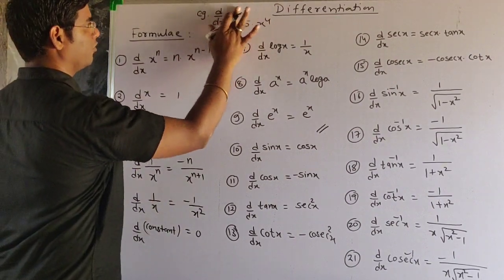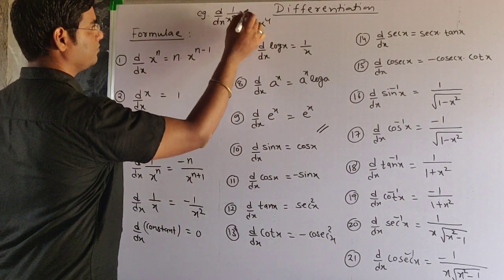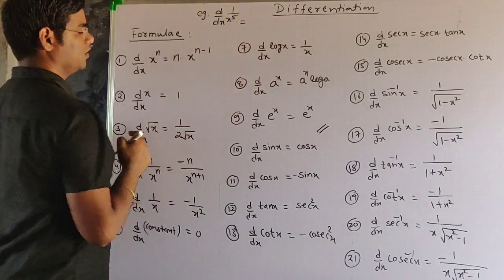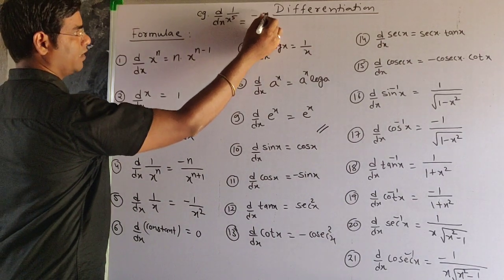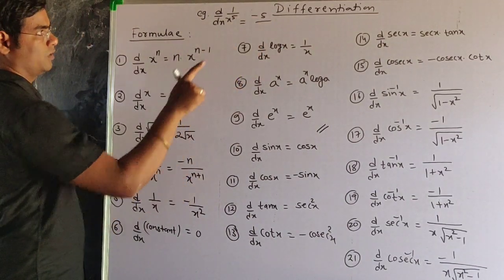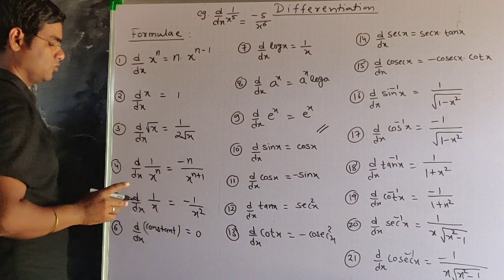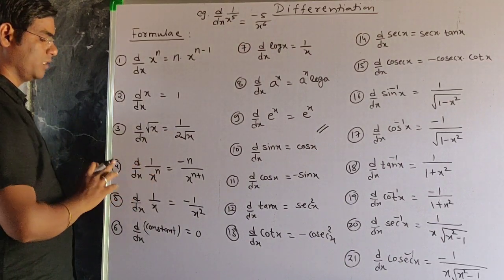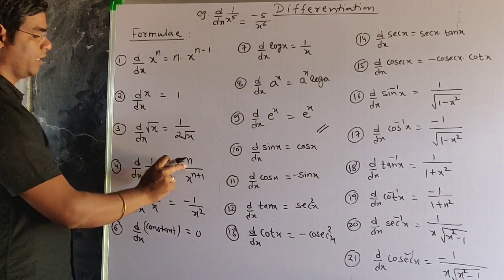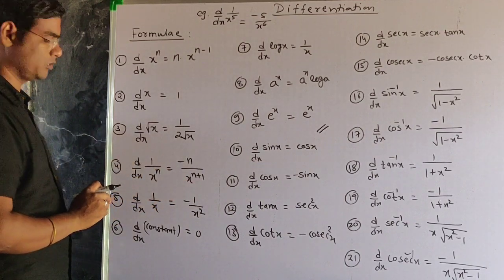For example, derivative of 1 upon x raised to 5. So the answer is minus n upon x raised to n plus 1. N means what? 5 here. So minus 5 upon x raised to 5 plus 1. So 5 plus 1 is what? 6. So the derivative of 1 upon x raised to n with respect to x is what? Minus n upon x raised to n plus 1.